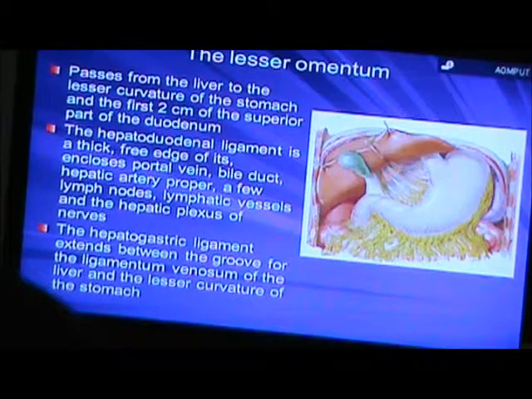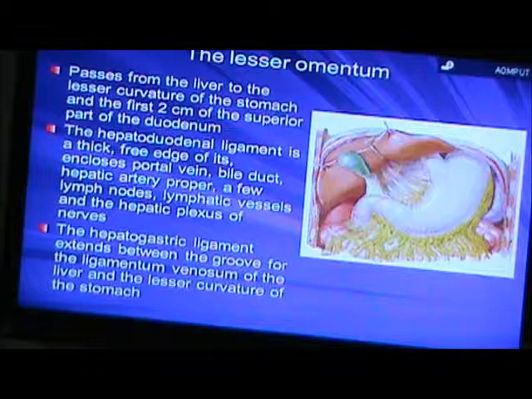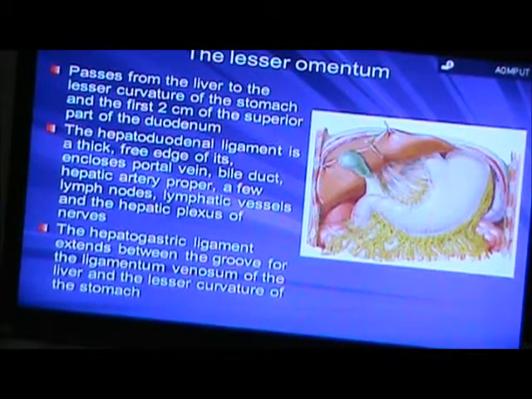The lesser omentum passes from the liver to the lesser curvature of the stomach and the first 2 centimeters of the superior part of the duodenum, the ampulla of the duodenum. The hepatoduodenal ligament is a thick free edge of the lesser omentum and encloses the portal vein, the common bile duct, the hepatic artery proper, a few lymph nodes, lymphatic vessels, and the hepatic plexus of nerves. The hepatogastric ligament extends from the groove for the ligamentum venosum of the liver, or fissure, to the lesser curvature of the stomach.